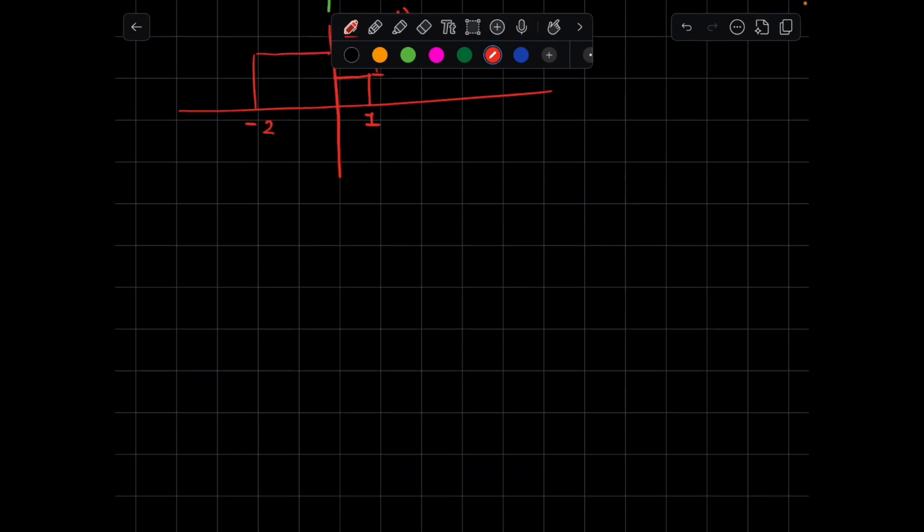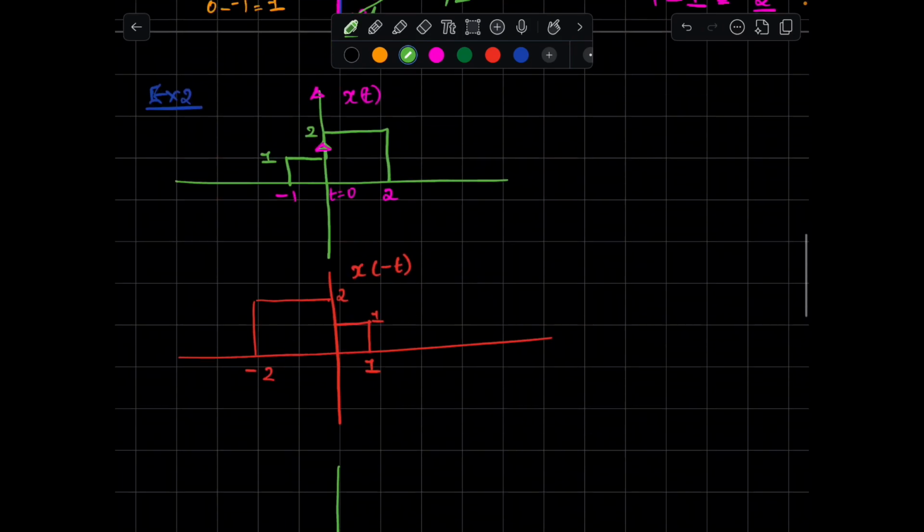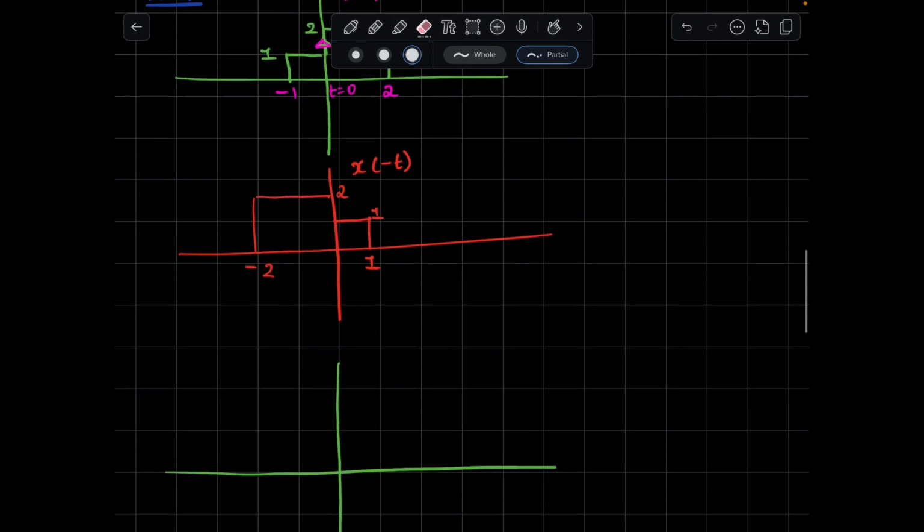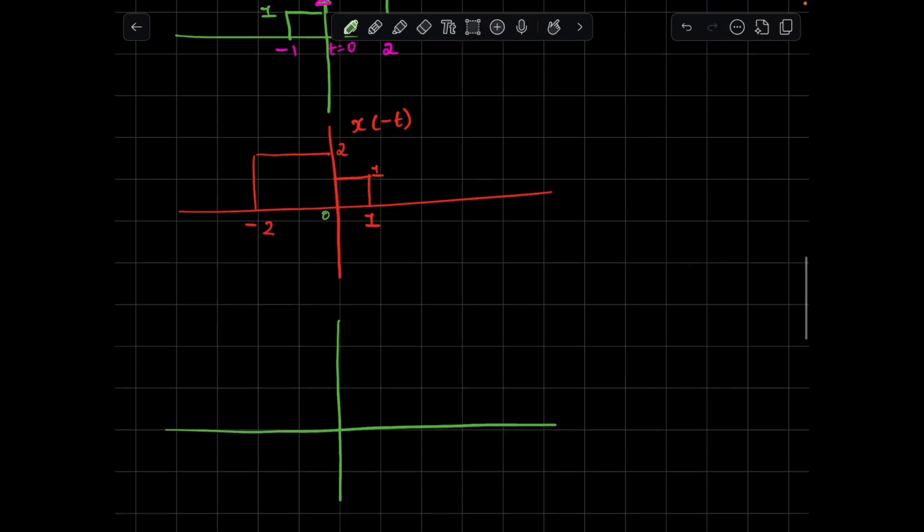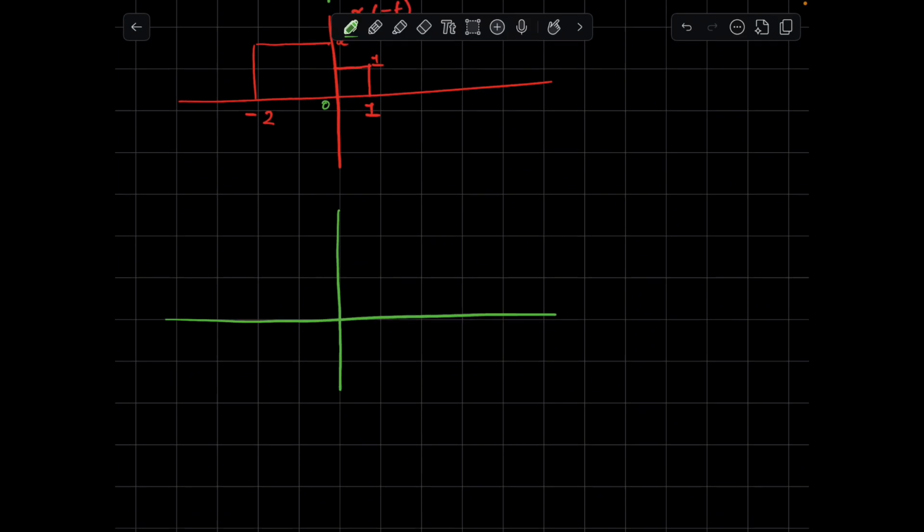So first of all we will consider the points here. The first signal has the points minus 1, then 0 and 2, and the second signal has the points minus 2, 0 and 1. Now I can consider all the points: from minus 2, I have 1, then I have 0, then I can consider 1, then I can consider 2 also. So these are the points that I need to consider.